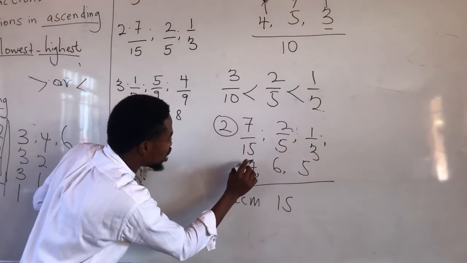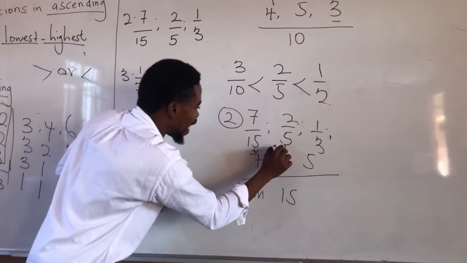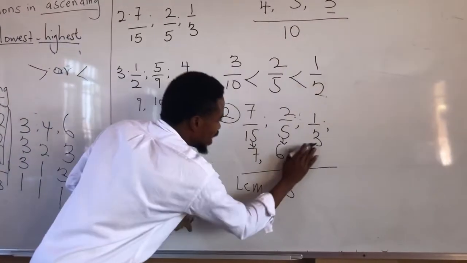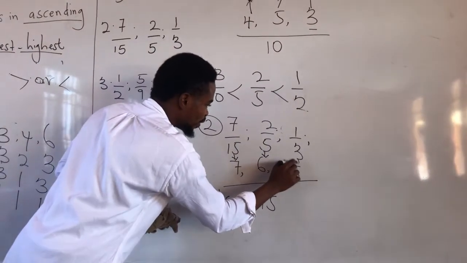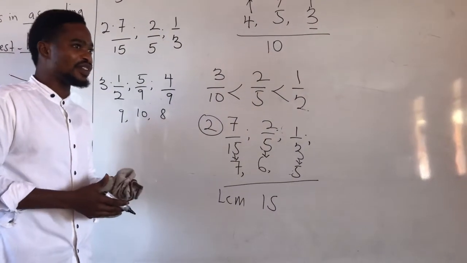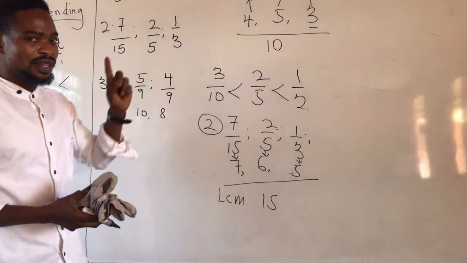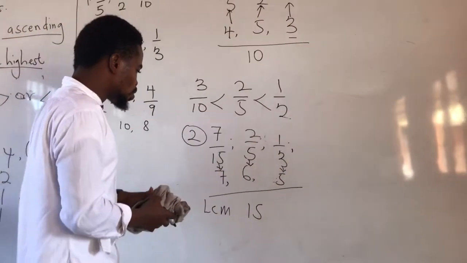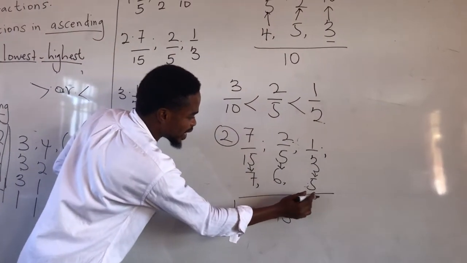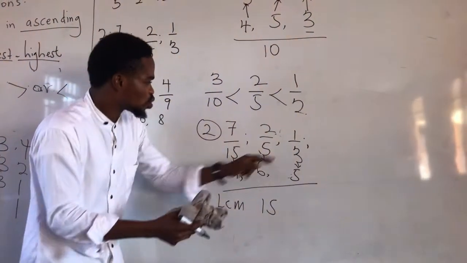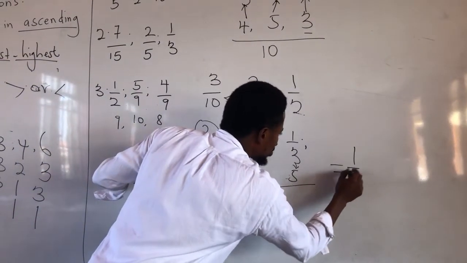So we come here. Now 7 out of 15 is for 7. Then 2 out of 5 is for 6. Then 1 out of 3 is for 5. So we want to what? Order this from the lowest to the highest. So which one is the lowest one? The lowest mark is what? 5. Which is what? 1 out of 3. So I come here, 1 out of 3.